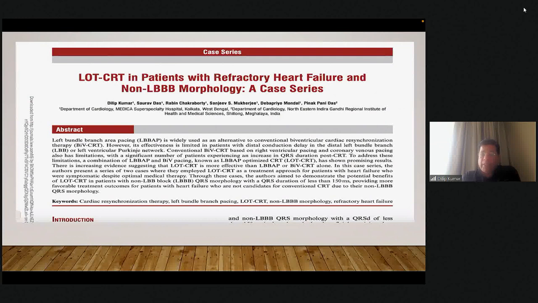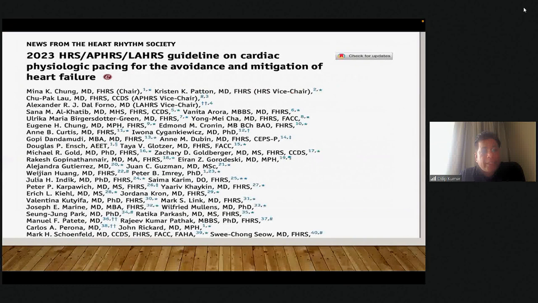And this is our case series published in the Heart Failure Journal of India about LOT CRT in refractory heart failure patients with non-LBBB morphology. So these are scenarios where CSP has proven to be more effective, and even in normal conventional indications, we are getting evidence that CSP can probably outsmart CRT. And that's all with all this evidence.